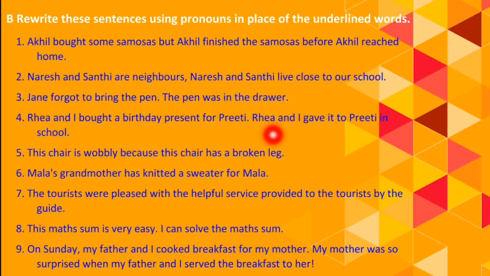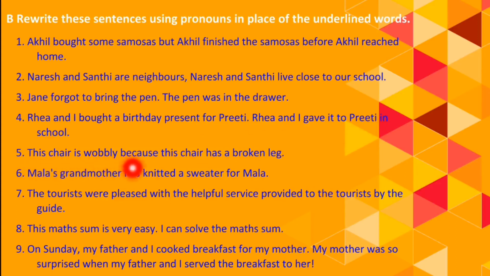Here it is coming as a subject, because after this, gave is a verb and it is an object over there. So Ria and I will be changed to a subject pronoun, that is, we. We gave it to Preeti. Preeti is already repeated, so we have to make a pronoun for Preeti. We gave it to her in school, because Preeti is coming not as a subject but as an object. We gave it to her in school.